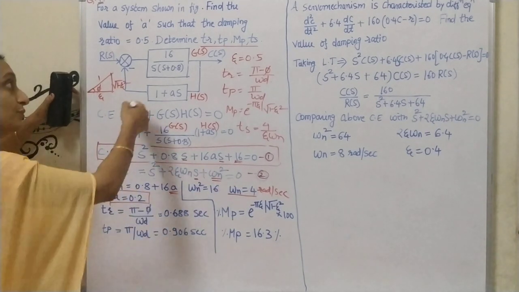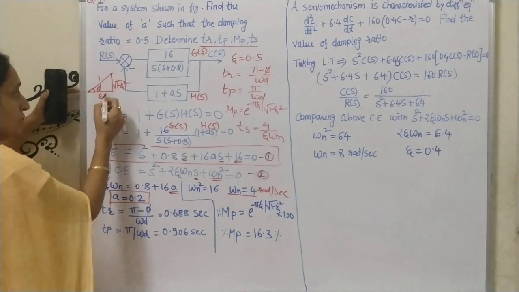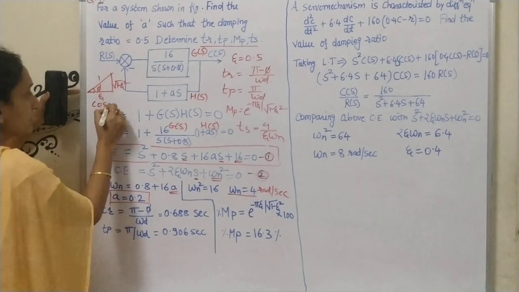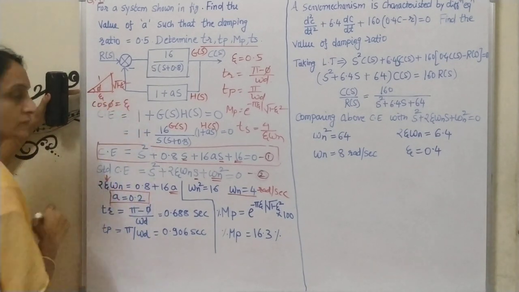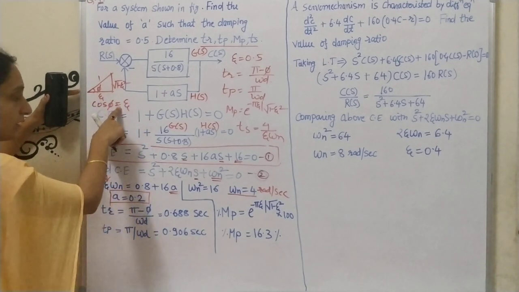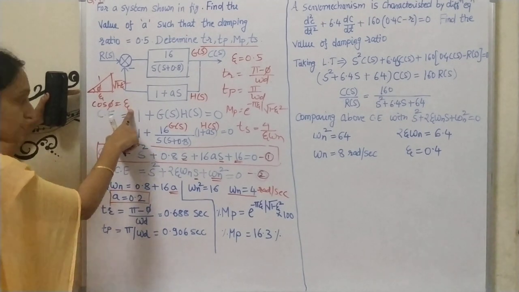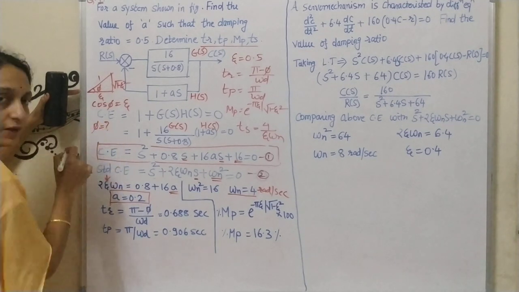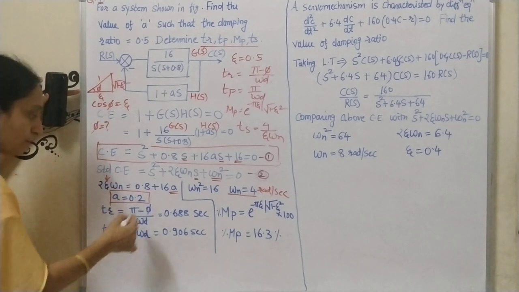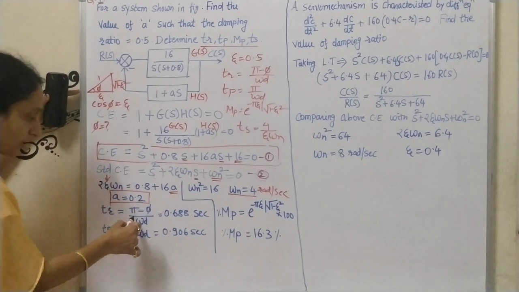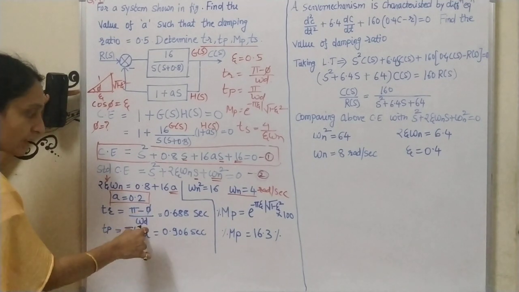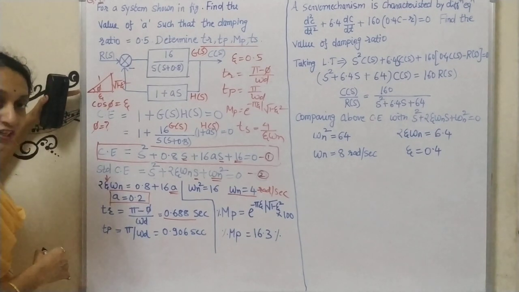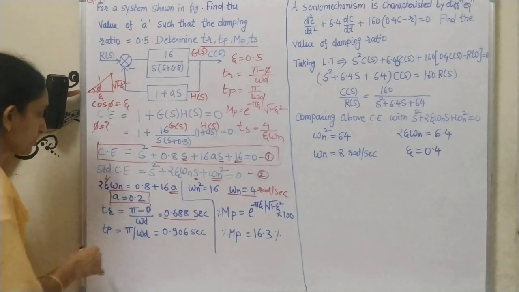Or you have zeta also. I will write here that cos phi is equal to zeta. We know the value of zeta, so you can calculate phi here. You will get the value of phi from cos phi is equal to zeta. Put that phi in this formula, pi minus phi by omega d, and you will get 0.688 second.